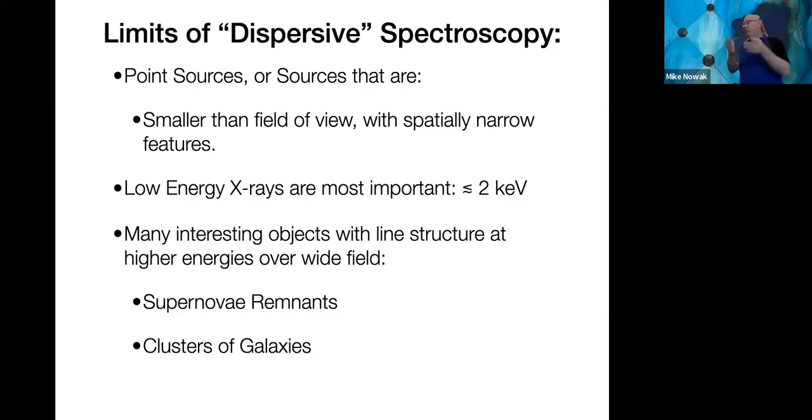Gratings, because they're spreading by wavelength, work best at low energy X-rays, less than about 2 kiloelectron volts. But there's lots of interesting things out there with wide fields of view and lines at higher energies, like that 6.4 keV line we saw in iron. So bigger supernova remnants we care about. Clusters of galaxies we care about.